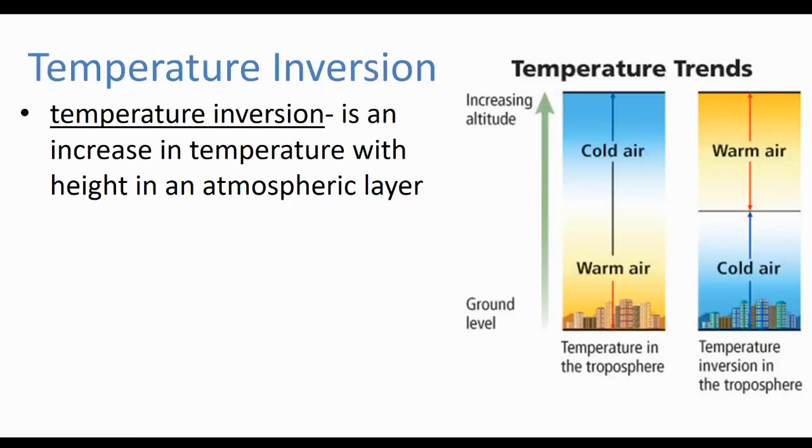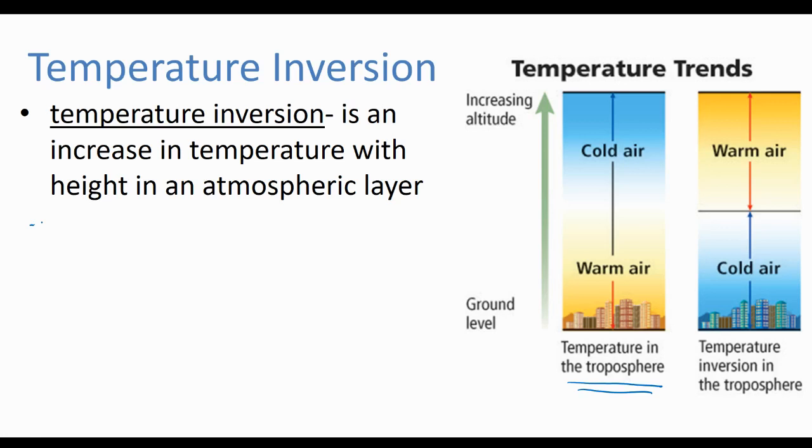A temperature inversion is when the temperature-altitude relationship is inverted or turned upside down. Remember, in the troposphere, temperature is going to decrease as you go up in altitude, but an inversion inverts that. Okay, it switches it. So the colder air in this case would be lower in altitude and the warmer air is sitting on top.